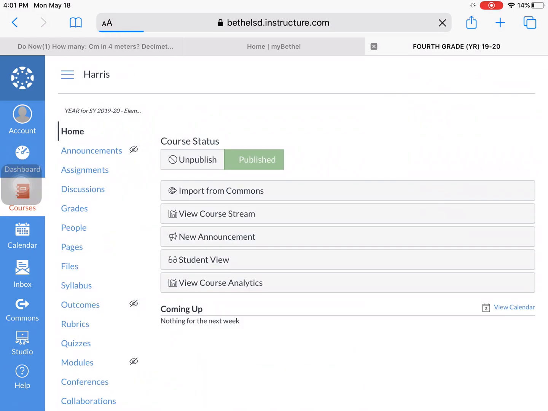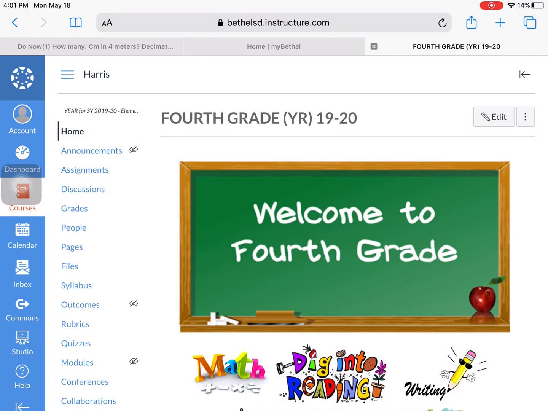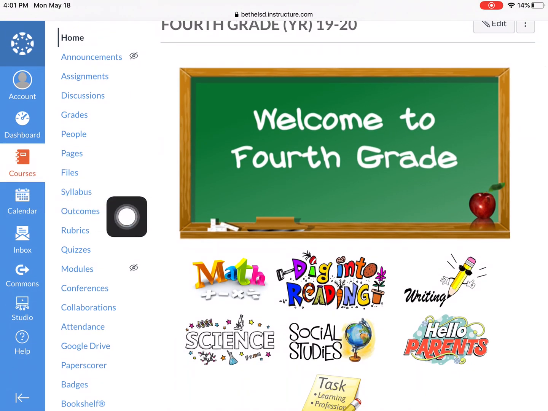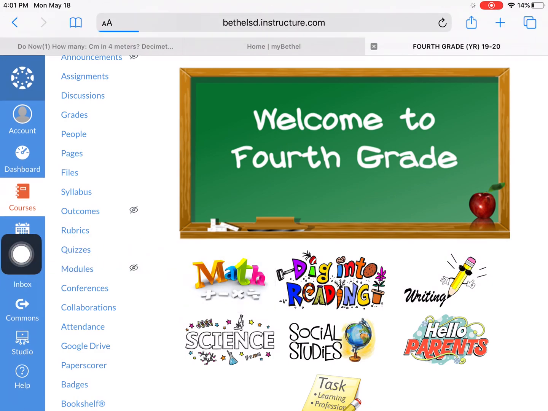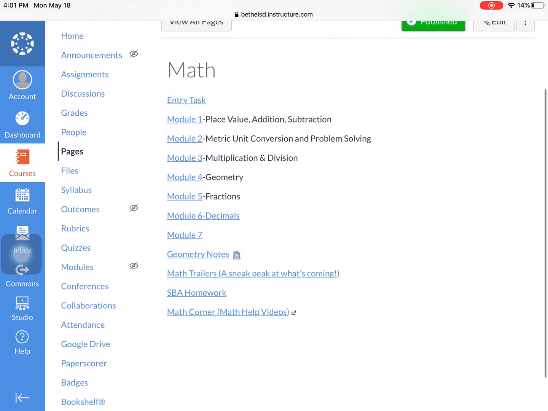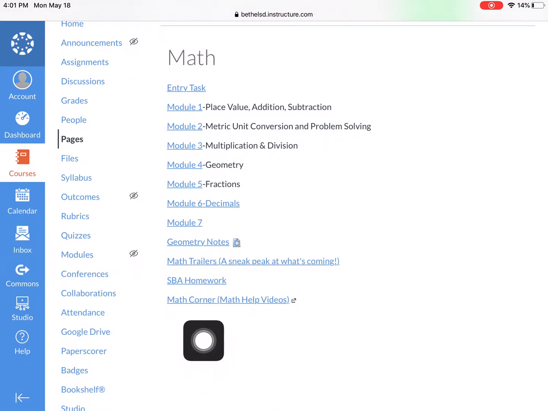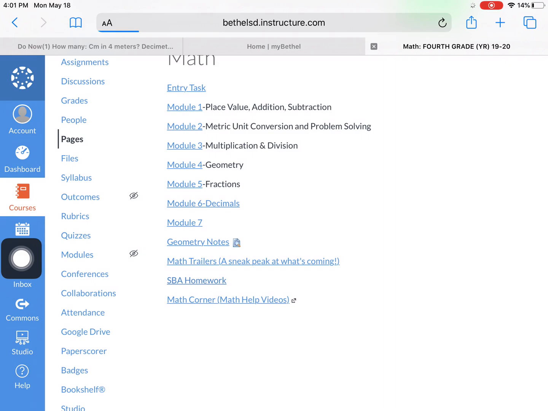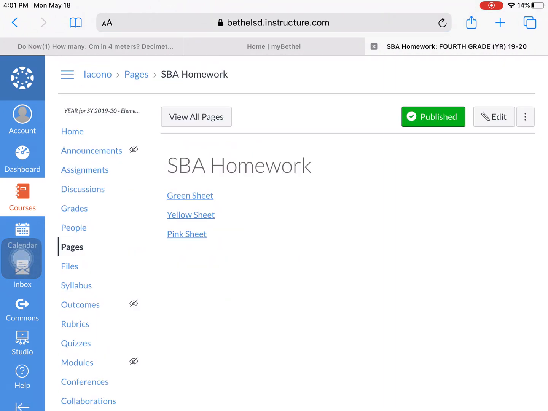You'll click on 4th grade as well. Yours might look like mine. It might look different. I'm going to click on math to get to the SBA homework. Then scroll down. Here is the math corner. These are the YouTube videos. Here's the SBA homework. Here's some math trailers that was for geometry and such. But we're going to click on SBA homework. We're doing the green sheet right now.